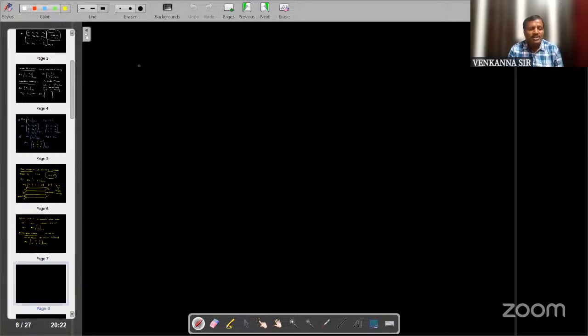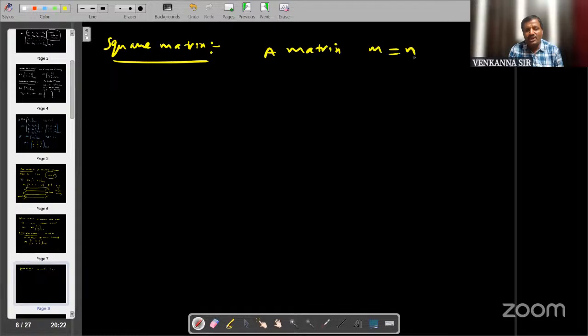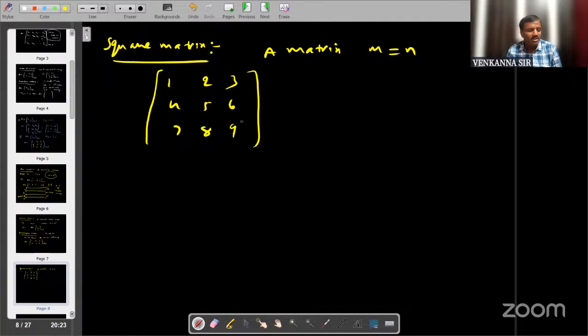And what is a square matrix? A matrix which satisfies m is equal to n. Example here, 1, 2, 3, 4, 5, 6, 7, 8, 9. So that is a square matrix. m is equal to n. Square matrix, and this is also a best example of a singular matrix.